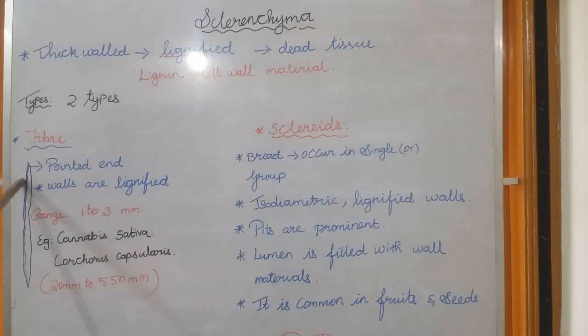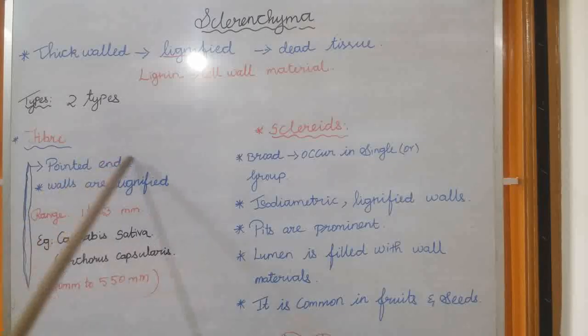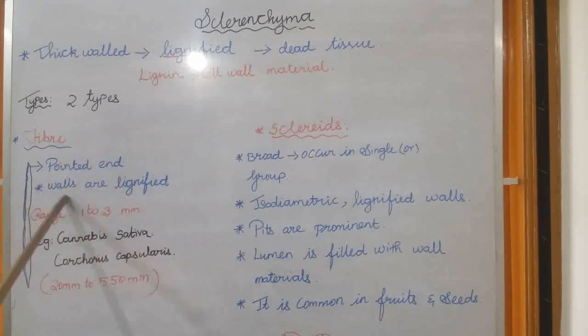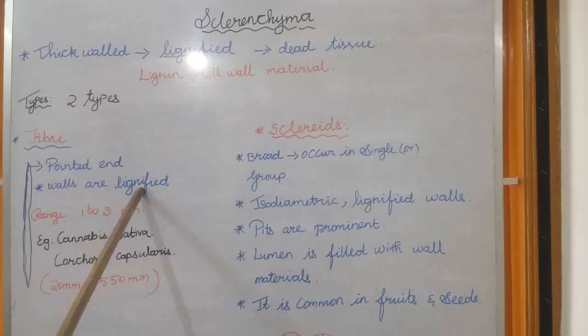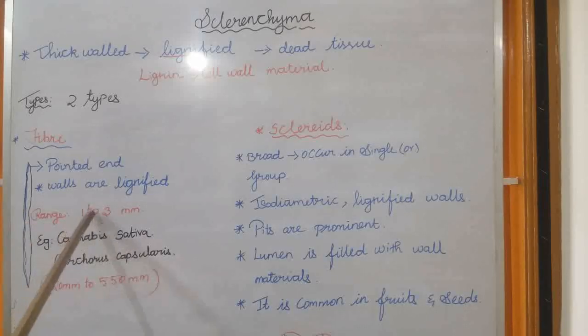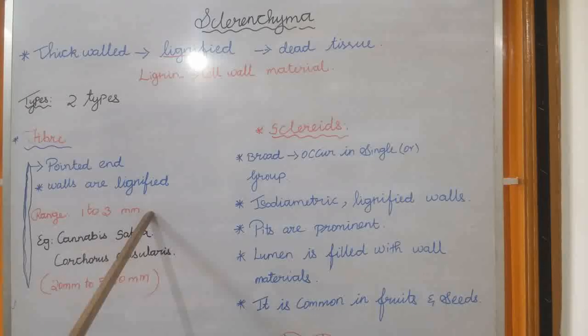Fiber, as you see in the diagram, has two tapering or pointed ends. The walls are lignified. See the blue color? The walls contain lignin, so it is called lignified. The length commonly varies from 1 to 3 millimeters.